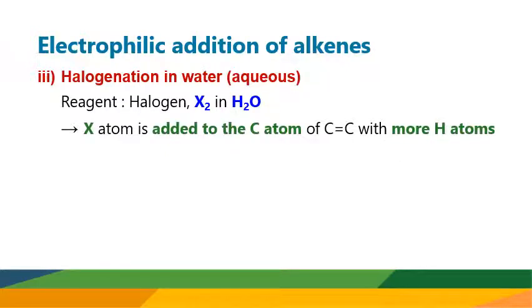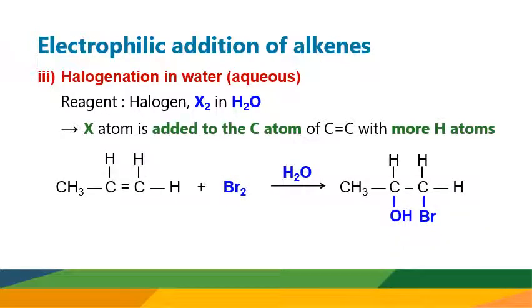Next is halogenation in water. The reagent used for this reaction is the halogen in the presence of water. Take note that the OH group is added to the carbon atom of the carbon-carbon double bond with more hydrogen atoms. For example, when we have a reaction of propene with bromine water, the product formed involves the addition of the bromine atom and the OH group to the carbon-carbon double bond.